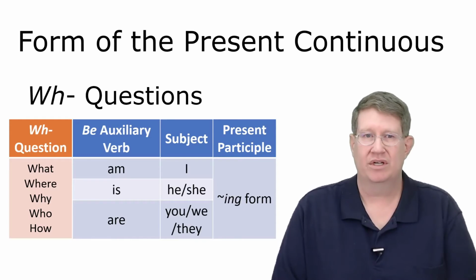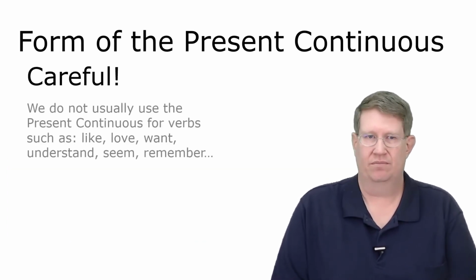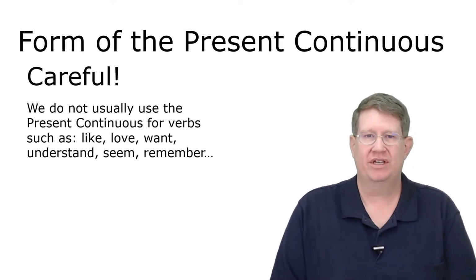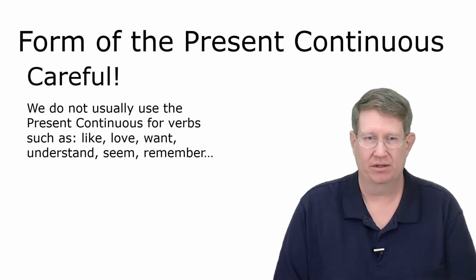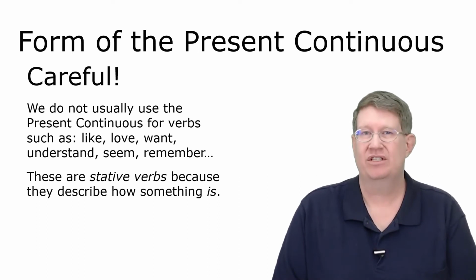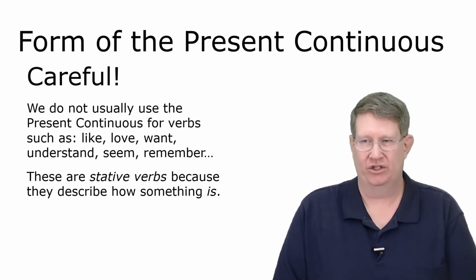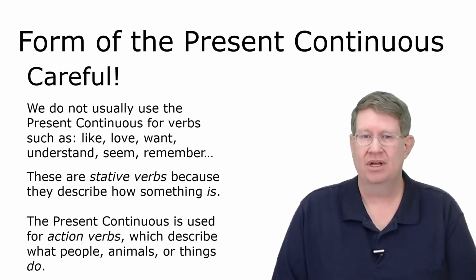Okay, so something to be careful of, and that is this. We do not usually use the present continuous for verbs such as like, love, want, understand, seem, and remember. These are stative verbs because they describe how something is, not what something is doing. The present continuous is used for action verbs, which describe what people, animals, or things do.